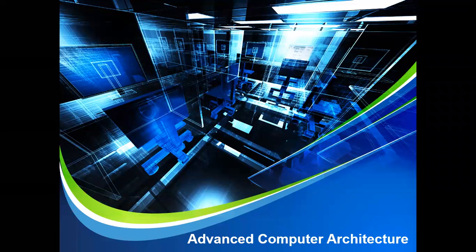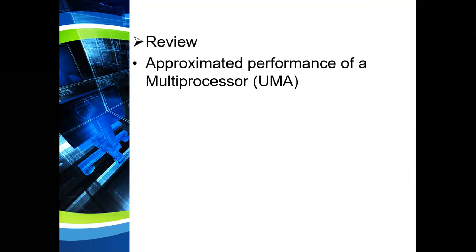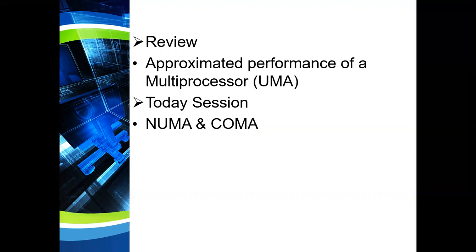Now we are discussing Unit 1 of the Advanced Computer Architecture paper, which discusses parallel computers. In our last session, we saw a main topic: the approximated performance of a multiprocessor, that means the UMA, Uniform Memory Access shared memory multiprocessor. In today's session, we are going to discuss the NUMA and COMA models.